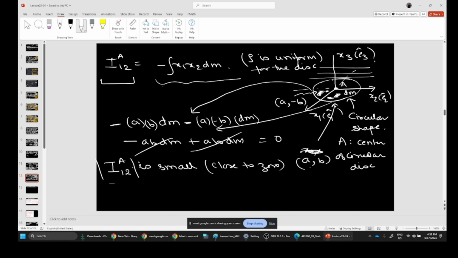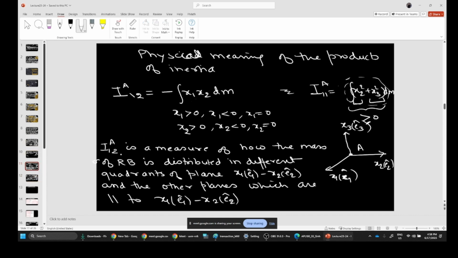Same thing will happen in various planes, and that is why I make the statement that IA12 is a measure of how the mass of RB is distributed in different quadrants of the plane x1 e1, x2 e2. Mind you, there is 1, 2 here and 1, 2 here, and other planes which are parallel to x1 e1, x2 e2. Okay.